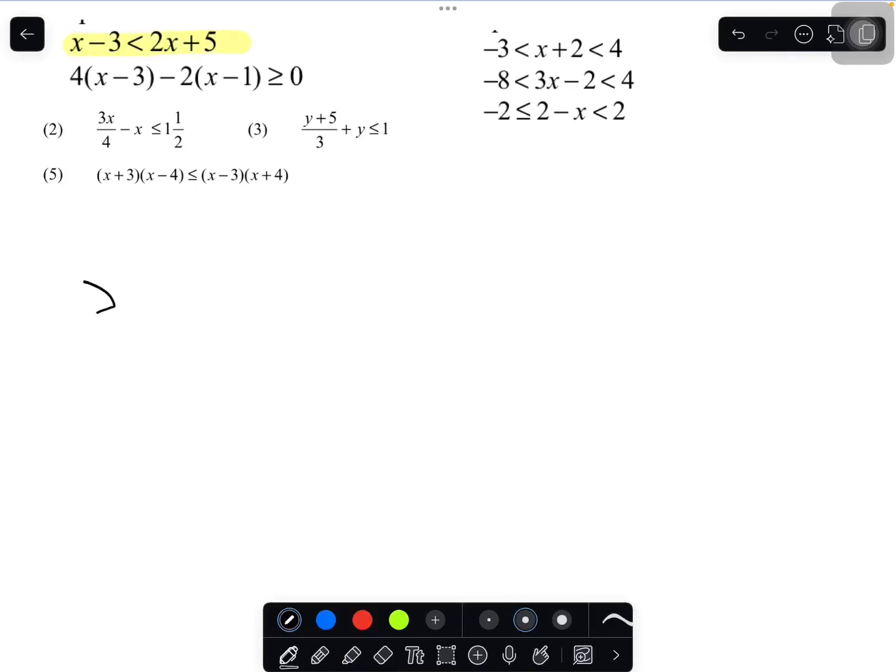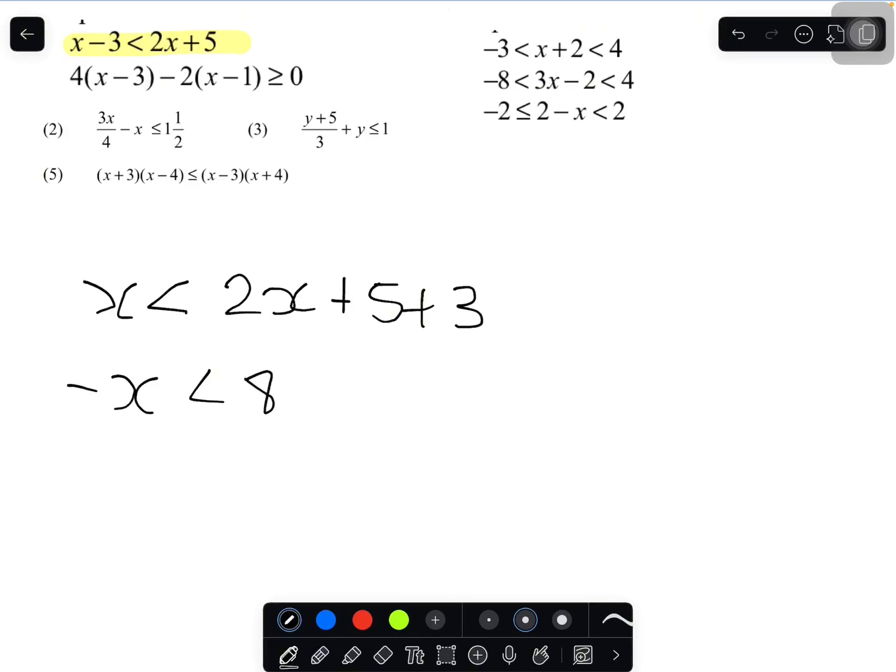So I'll say x is less than 2x plus 5 plus 3. And I'm going to bring this 2x onto the left hand side, so I'll have -x is less than 8, because x minus 2x will be negative x. Now I'm going to multiply by negative 1, and I'll have x is greater than 8. I'm going to put this onto our number line, round dot, and we're just going to go greater than 8.